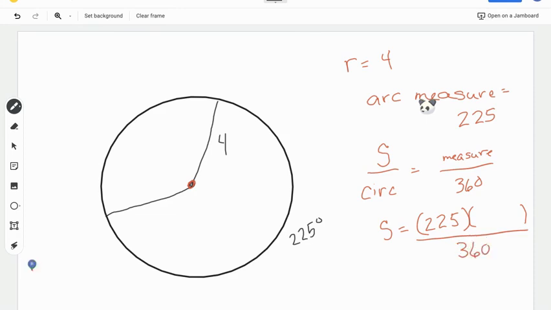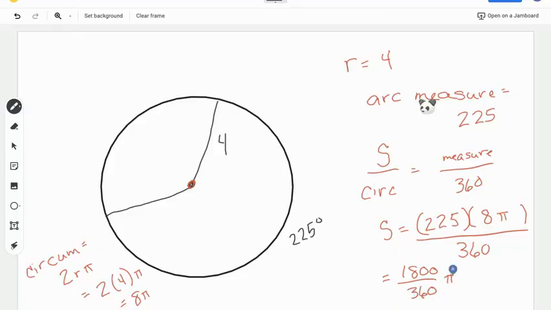Let's find that circumference. Our circumference is always 2r pi, which in this case is 2 times 4 pi, or 8 pi. Remember, leave that pi in there. Okay, so I want to continue doing this math here. I'm going to put the numbers together. So I'm going to get 1800 divided by 360 times pi. We want to simplify those numbers, but you can either plug this part into the calculator, or you can simplify that fraction, but make sure you leave the pi there. Don't put the pi in the calculator, but also don't forget about it.